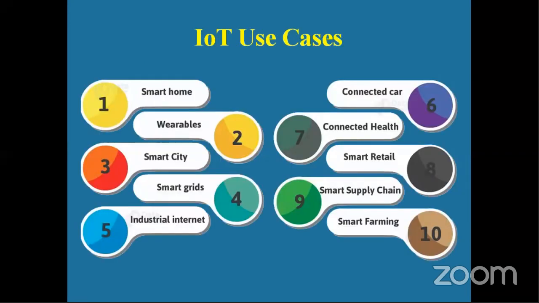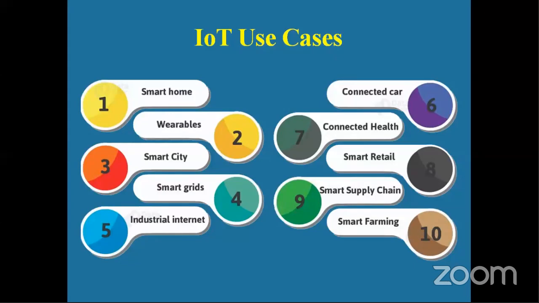Then let us see some of the use cases of IoT. Basically, use cases are the applications of IoT, where it can be applied, what I can do with an IoT. Of course, it is used in smart homes today. They are used in wearables, smart cities, smart grids, connected cars, supply chains, smart farming and all that. Let me very quickly give you two examples here.